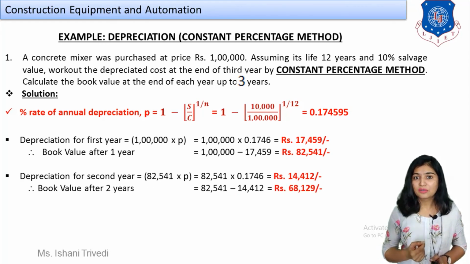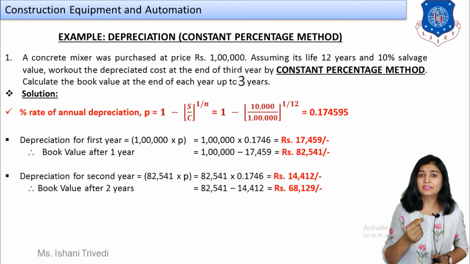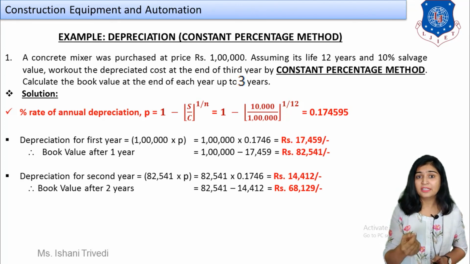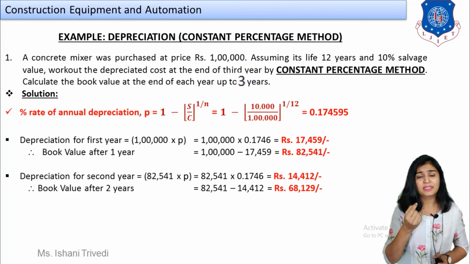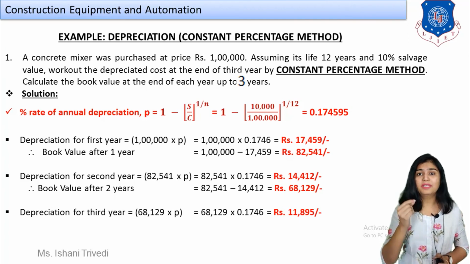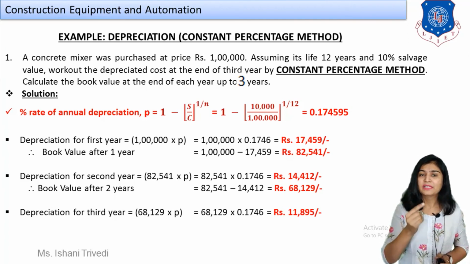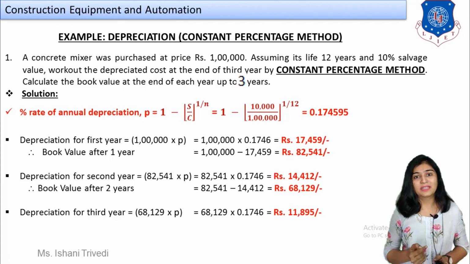Now how will you calculate the book value? You will calculate it by the last book value 82,541 minus the depreciation at the second year which we got just now, that is 14,412. So that gives you 68,129 rupees, that is your book value at the end of second year. So at the end of second year, if you sell off the equipment, then your present value at that time will be 68,129 rupees and not 1 lakh rupees.